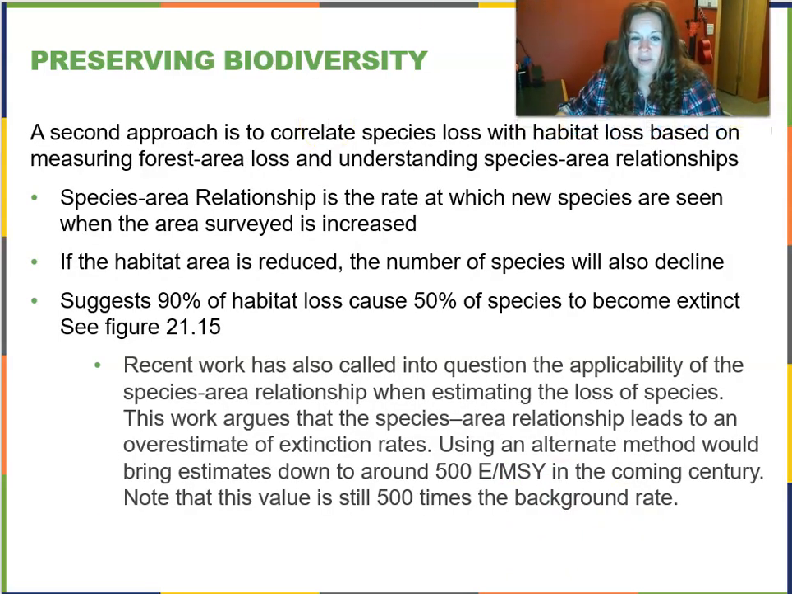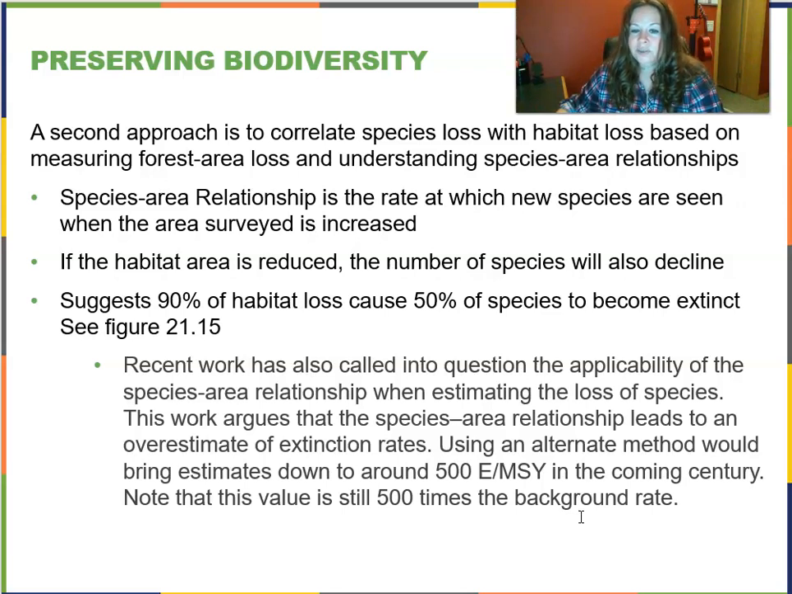Another approach, a second approach, is to correlate species loss with habitat loss based on measuring forest area loss and understanding species area relationships. Species area relationship is the rate at which new species are seen when the area surveyed is increased. If the habitat area is reduced, the number of species will also decline. It suggests 90% habitat loss causes 50% of species to become extinct. Check out the next figure on the next slide.